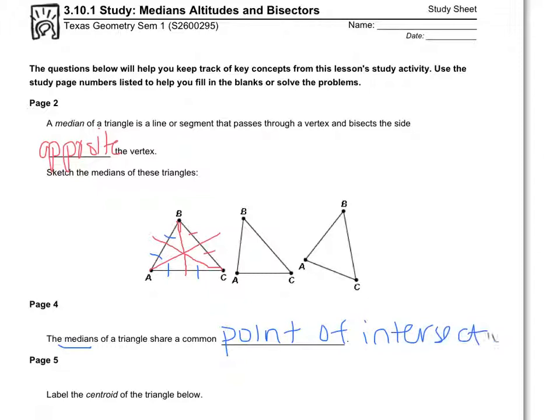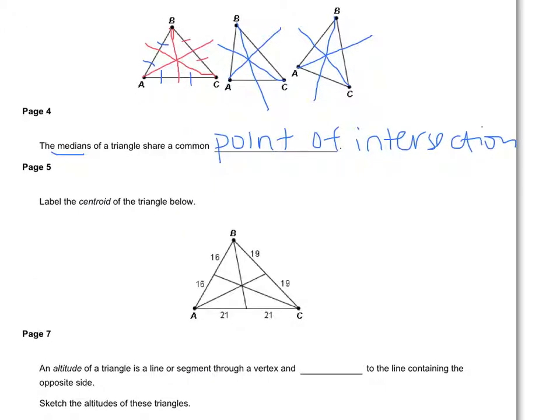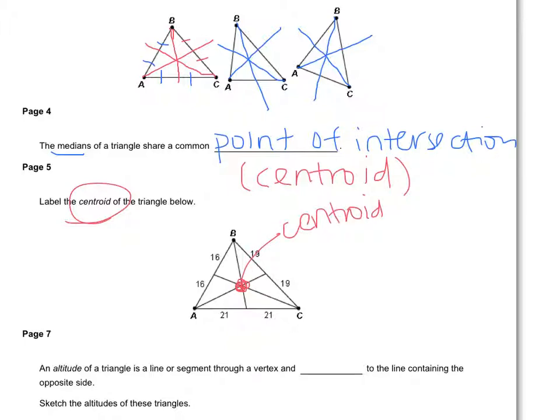And it's not going to matter what triangle I draw this in. If I were to draw my medians over here, again, they're going to share a point of intersection. And if I draw them in this one, they're going to share a point of intersection. So every single time the medians are going to intersect, that point of intersection right here is called the centroid. So the point of intersection is the centroid. So for this triangle, this would be my centroid. Okay, it's that point of intersection.